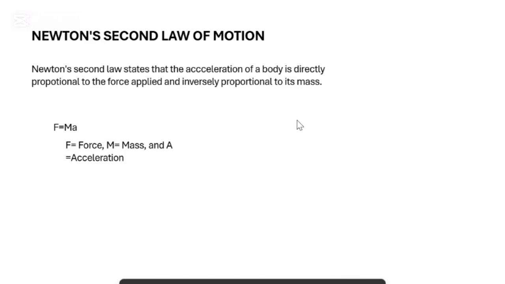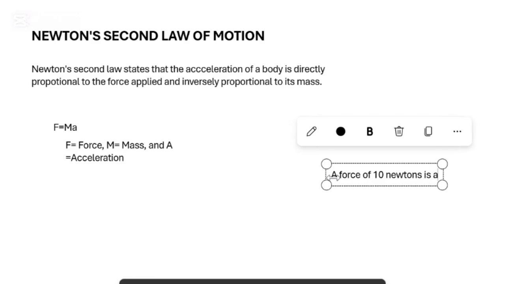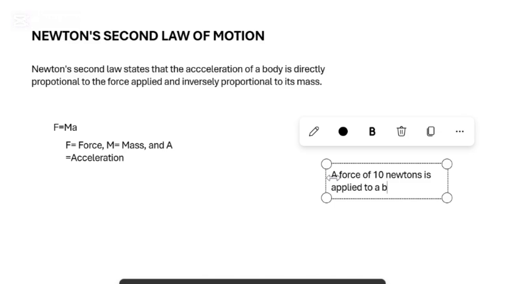Now let's calculate something quickly. If a force of 10 newtons is applied to a body of mass 2 kg, what is the acceleration?